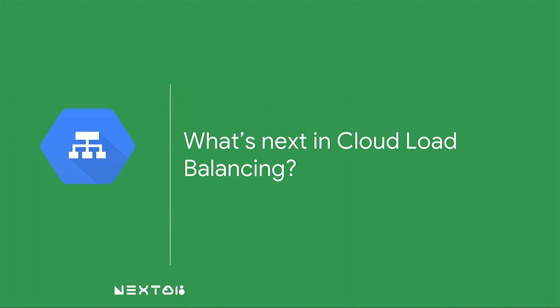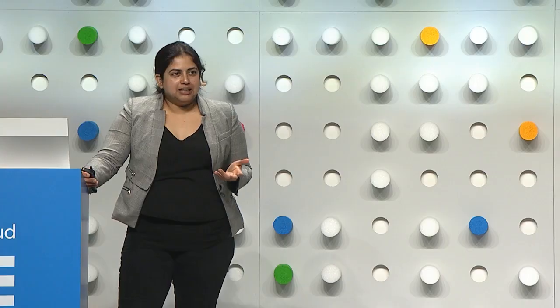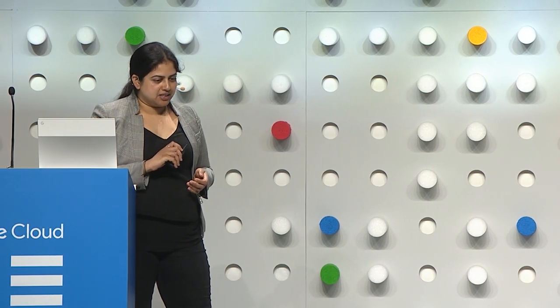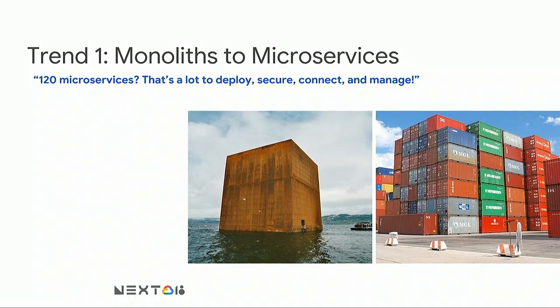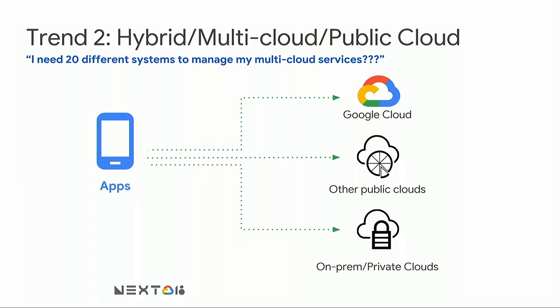So, we spoke about everything that exists today, and the next question is, so what's next in load balancing? And we had an entire session on it just prior to this one, but if you attended any of the sessions in this conference, there were 2 main trends. One was monoliths to microservices, and then the second one is almost everybody has at least an on-prem deployment in Google Cloud, or Google Cloud in another cloud, or maybe all 3.